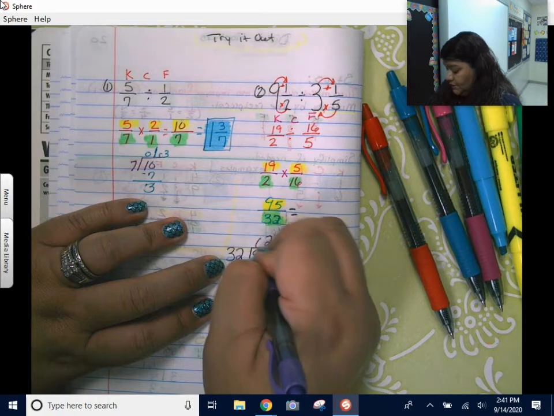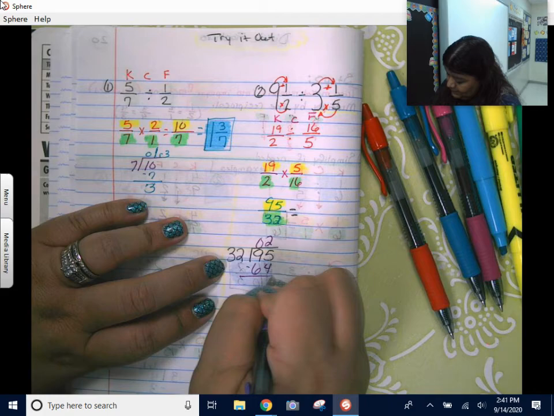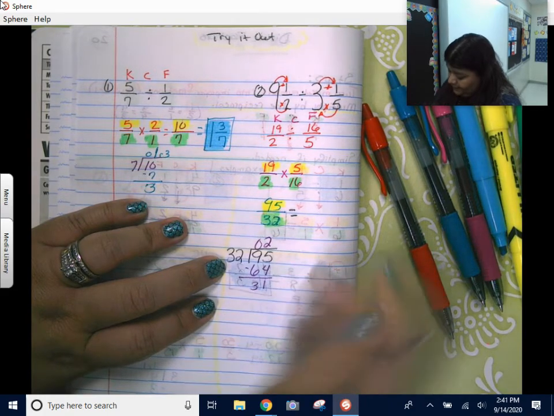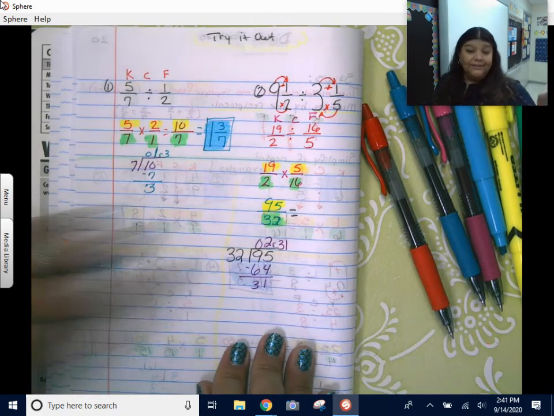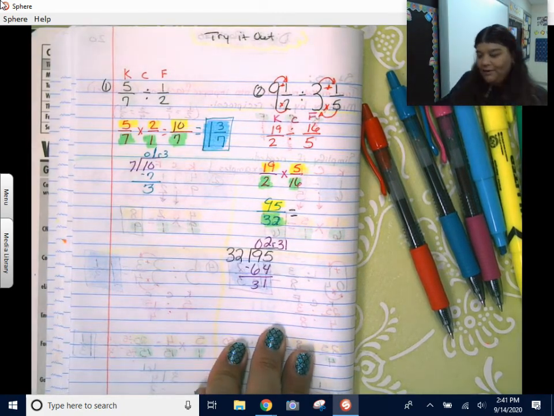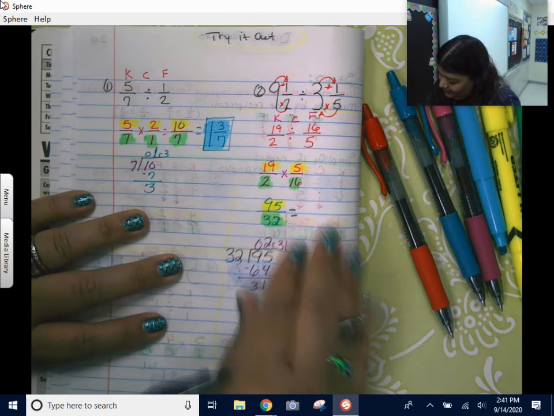So let's say 2, 3, definitely 2. It goes in twice. 2 times 2 is 4. 2 times 3 is 6. Yeah, see, it was right there. Remainder, 31. See, you're done. Once you get the remainder, you're done. I didn't have to keep on going. That's why I like fractions over decimals. Decimals make you keep going and going.